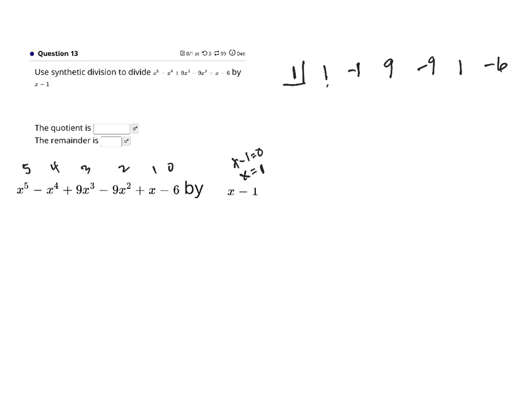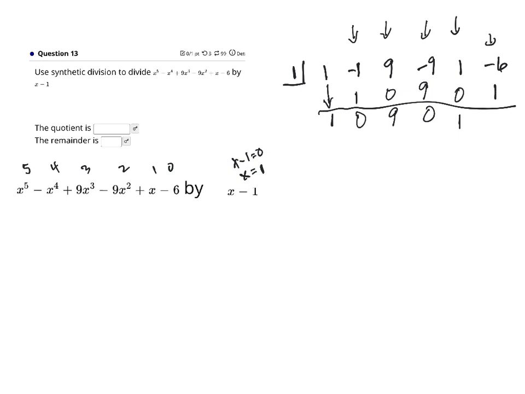So we're going to bring down our 1 with an arrow and draw a line. There's our 1, and now we start multiplying. 1 times 1 is 1, and then -1 plus 1 is 0. 0 times 1 is 0, so we're going to add this column. 9 plus 0 is 9. 9 times 1 is 9, so we add this column. Negative 9 plus 9 is 0. 0 times 1 is 0. Add this column. 1 plus 0 is 1. 1 times 1 is 1. And negative 6 plus 1 is negative 5, which is our remainder.